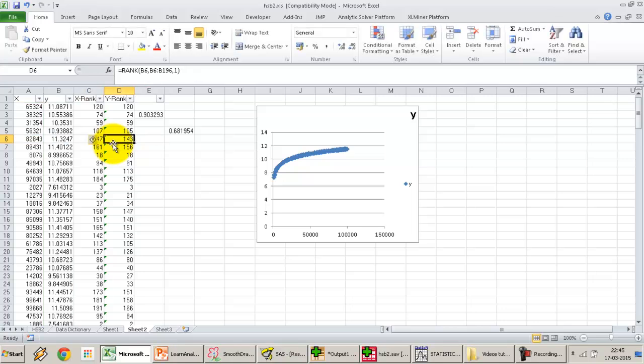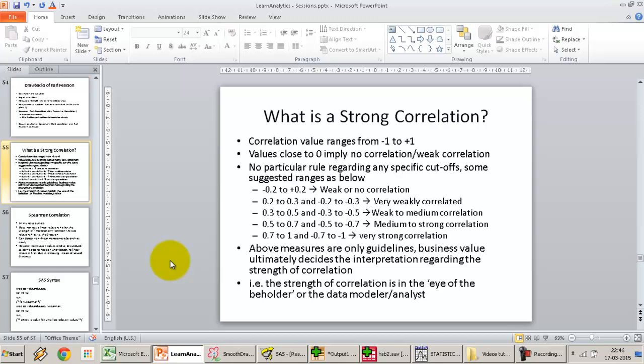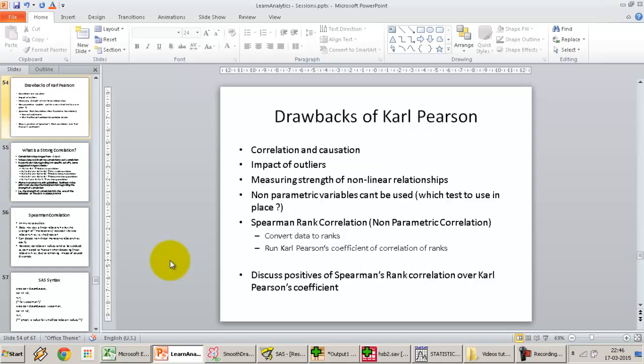Yeah. So what we've done is, if we run Karl Pearson's on rank, it will generate the Spearman's coefficient. So Spearman is nothing but Karl Pearson's on rank. There's no different formula. It's simply running on the ranks over here. So this is known as a non-parametric correlation, or a correlation which can run on ordinal variables. There are some positives of running Spearman's rank correlation as well, so I'll come to that a little later.